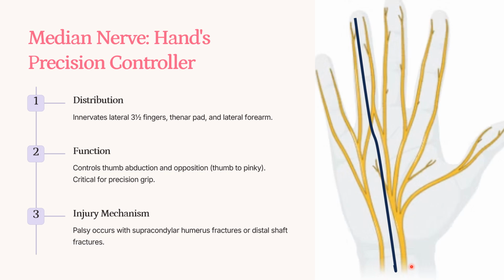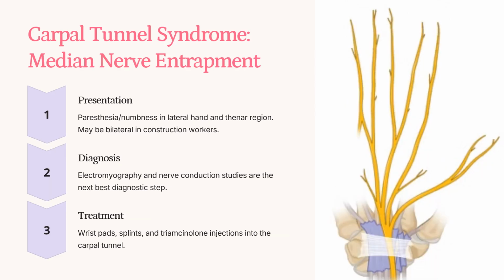If you are appearing for national board NBME exams, we should know that the palmar cutaneous branch of the median nerve is the one responsible for sensation over the thenar region. There is a syndrome known as carpal tunnel syndrome, which is due to median nerve entrapment. The median nerve passes through the wrist in this way, and it supplies the lateral 3.5 fingers and the thenar region, isn't it?